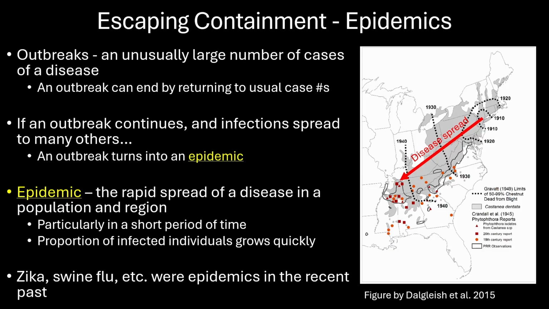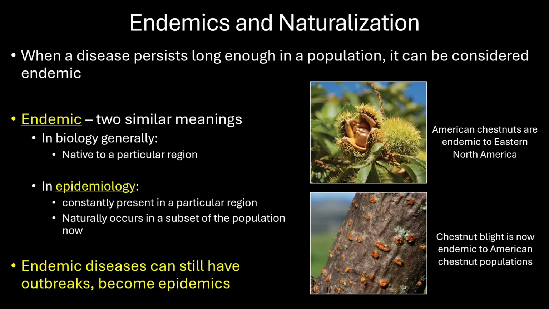This stands opposed to outbreaks that never really reached epidemic levels, like monkeypox, for example. When a disease persists for long enough in a population, it can become an endemic disease. Not epidemic, but endemic. Endemic in biology has two similar meanings. In biology generally, it just means that it's something that is native to a particular region. So American chestnuts, for example, are endemic to Eastern North America.